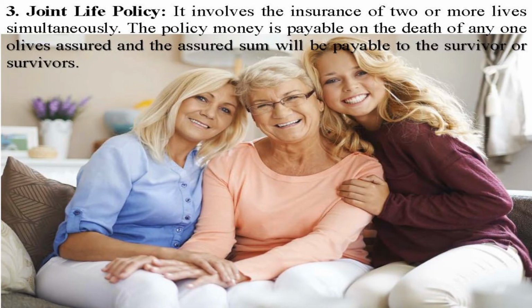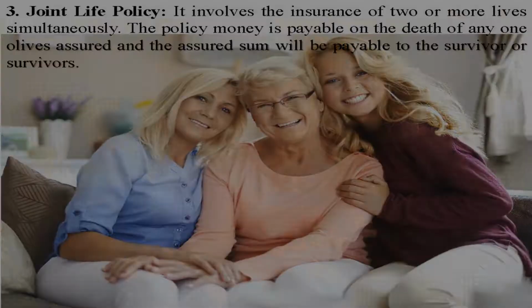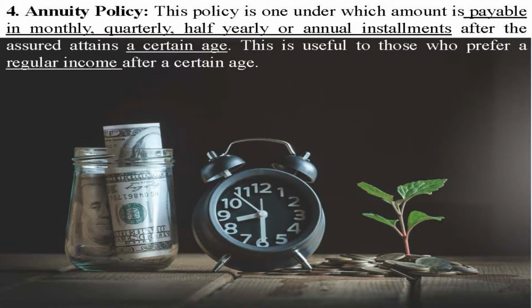Okay, next, joint life policy. It involves the insurance of 2 or more lives simultaneously. The policy money is payable on the death of any one life assured, and the assured sum will be payable to the survivor. Annuity policy. This is a policy under which the amount is payable in monthly, quarterly, half-yearly or annual installments after the assured attains a certain age. This is useful to those who prefer regular income after a certain age.